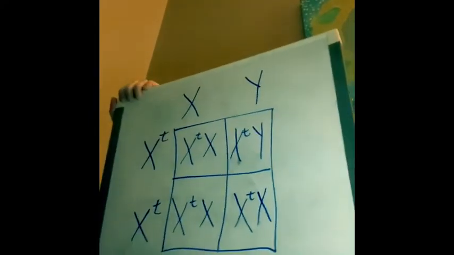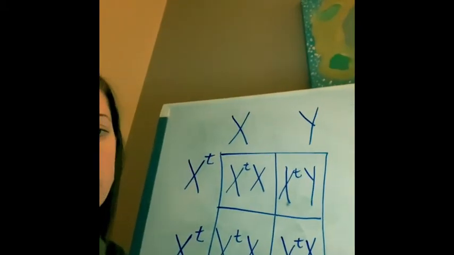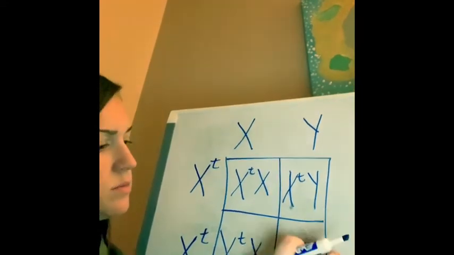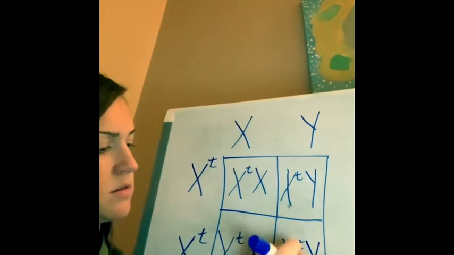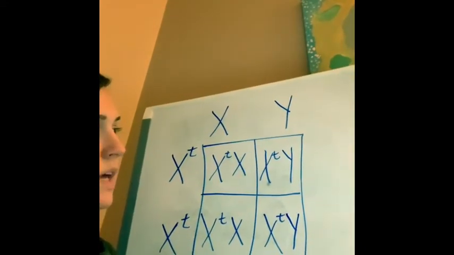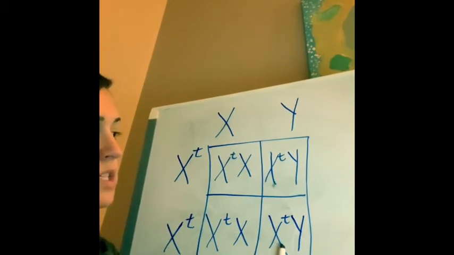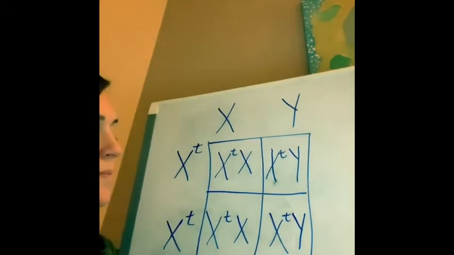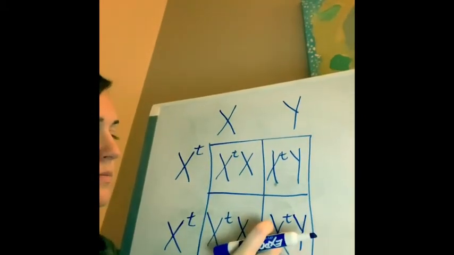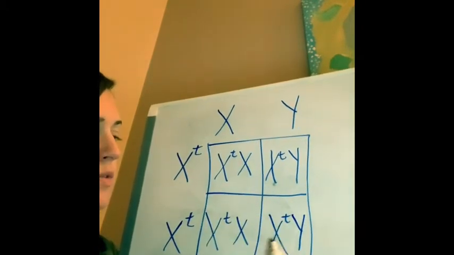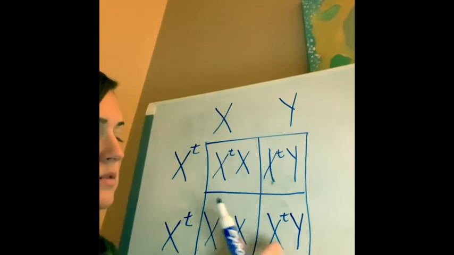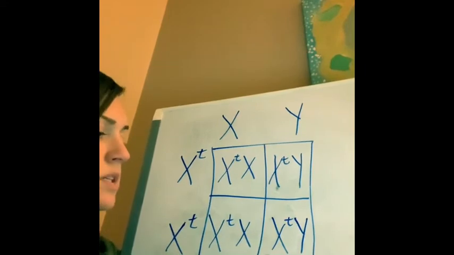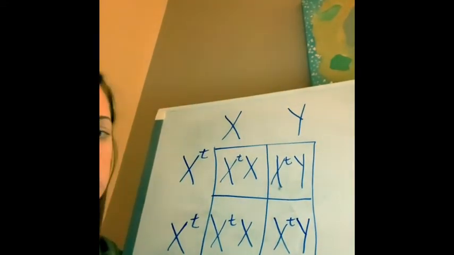So you've got 2 males. Nope, I messed that one up. This is a Y. Okay, so you've got 2 males that express the trait, and then you have 2 female carriers. The males express the trait. They only have one X. So they're XY, and if they have it on that X, they are expressing that trait.